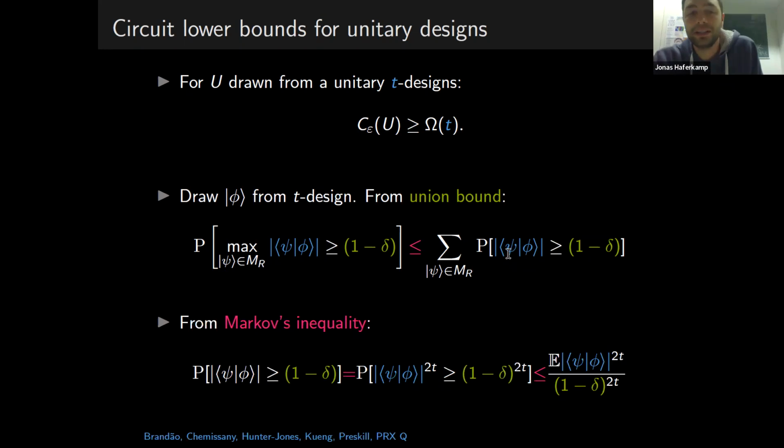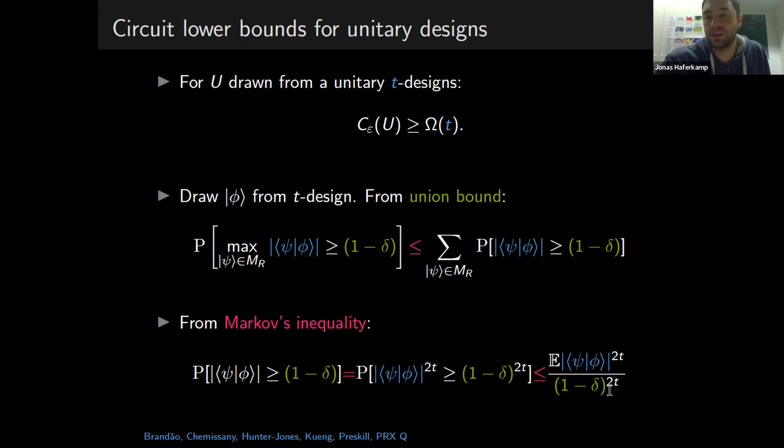Well, the probability that this overlap is larger than 1 minus delta is obviously just the same as the probability of this overlap to the 2t being larger than 1 minus delta to the 2t. I can just take the entries to the 2t and the equality stays true or false, depending on what's the case. But for this probability, I can now simply apply the Markov inequality directly and obtain an upper bound of the expectation value of the overlap to the 2t divided by this 1 minus delta to the 2t.